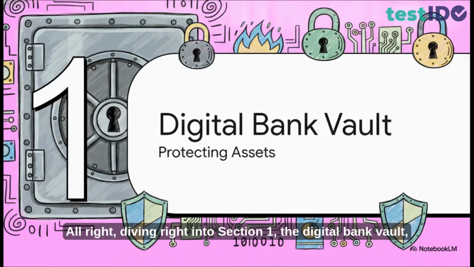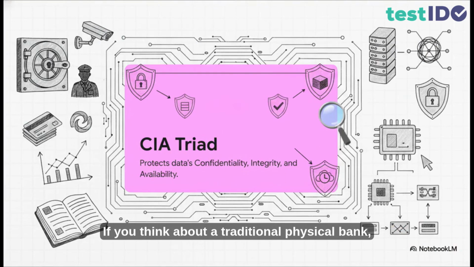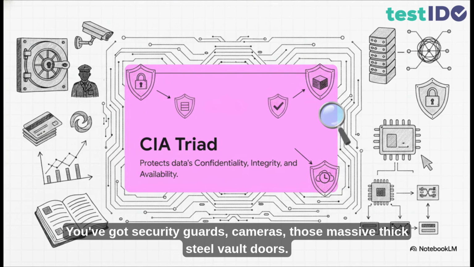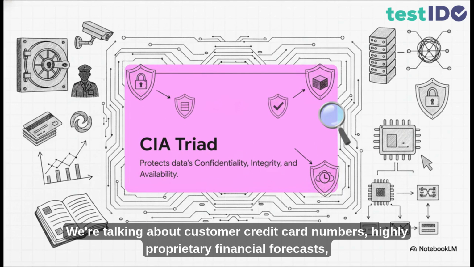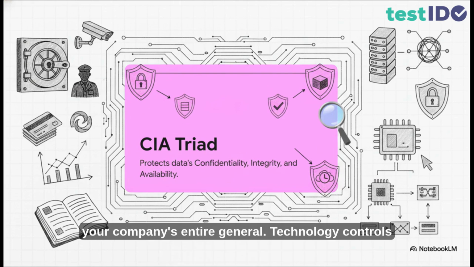All right, diving right into Section 1, the digital bank vault, and how we actually go about protecting our digital assets. If you think about a traditional physical bank, the controls are pretty obvious, right? You've got security guards, cameras, those massive, thick steel vault doors. But in today's business landscape, our most valuable assets are completely digital. We're talking about customer credit card numbers, highly proprietary financial forecasts, your company's entire general ledger.